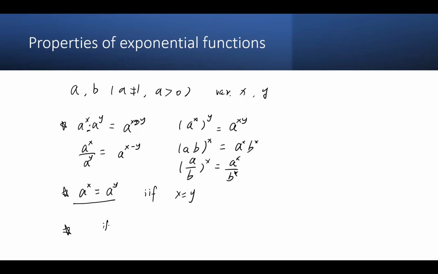And the rule is that if x is not equal to 0, then a to the power of x equals b to the power of x if and only if a is equal to b, right? So this is also intuitive to understand. The base has to be equal for these two exponential functions to be equal to each other. So that's just some high-level properties.